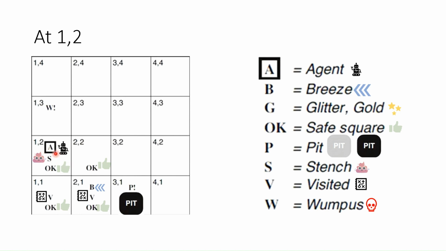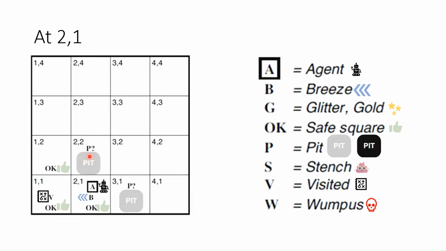Now once we come to 1 comma 2, first thing we notice is that there's a stench. Next thing we notice is there is a lack of a breeze. Now what does a lack of a breeze mean to us? It means there is no pit above us, below us, to the right of us, and to the left of us. Now leaving the one below us, because that's where we started, to the left of us because that's out of the map, this tells us that there is no pit above us and no pit to the right of us.